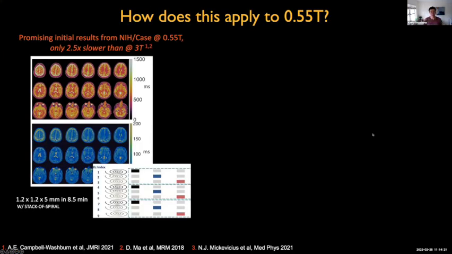Now, how does all this apply to low field? I've looked through the literature a little bit recently now that I have to give this talk, and I've seen that there's some promising initial results already in applying MRF to low field from the NIH and Case Western group. It's only about 2.5 times slower than at 3T, and they're able to get whole brain data at 1.2 by 1.2 by 5 millimeter in about 8.5 minutes through that stack of spiral acquisition.